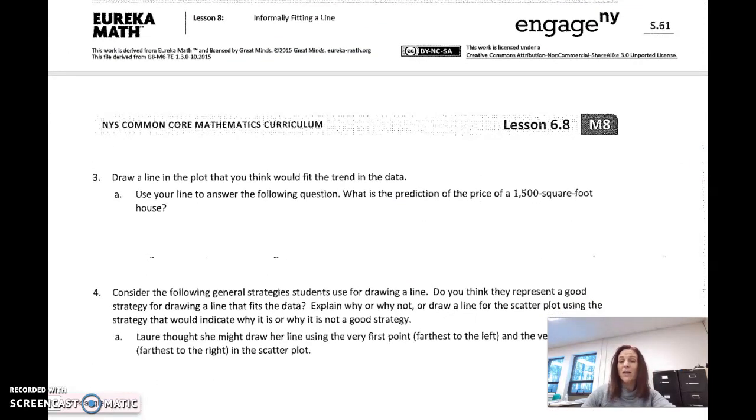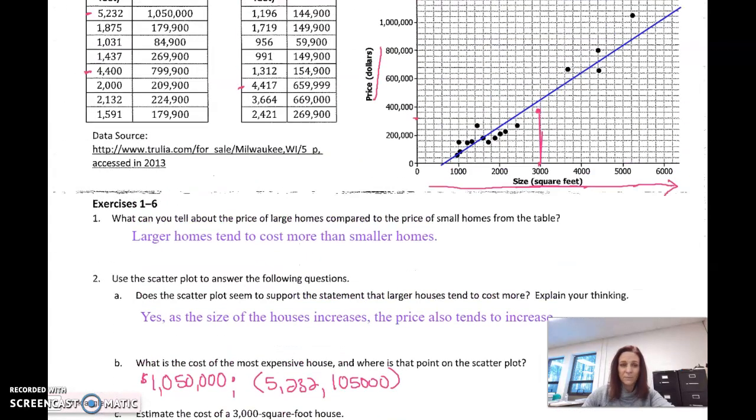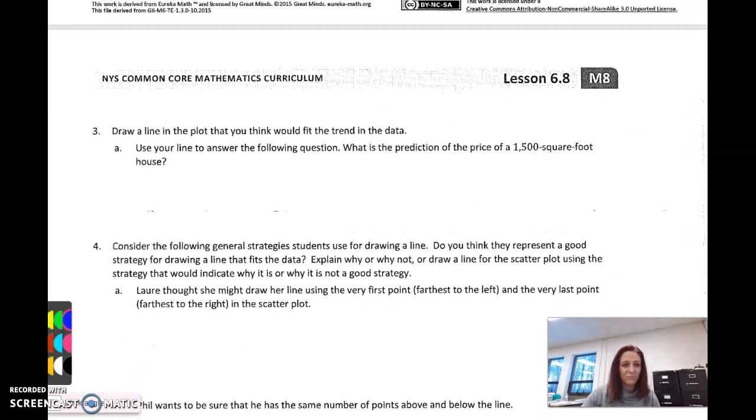what is the prediction of the price of a 1,500 square foot house? Well, 1,500 square feet would be right here, right? Halfway in between. And it looks really to me like that would be at about, if they're going 40, 80, 120, 160. Okay. To me, it looks like it would be at about 160. 160,000, I should say. Okay. I can get that from my line.